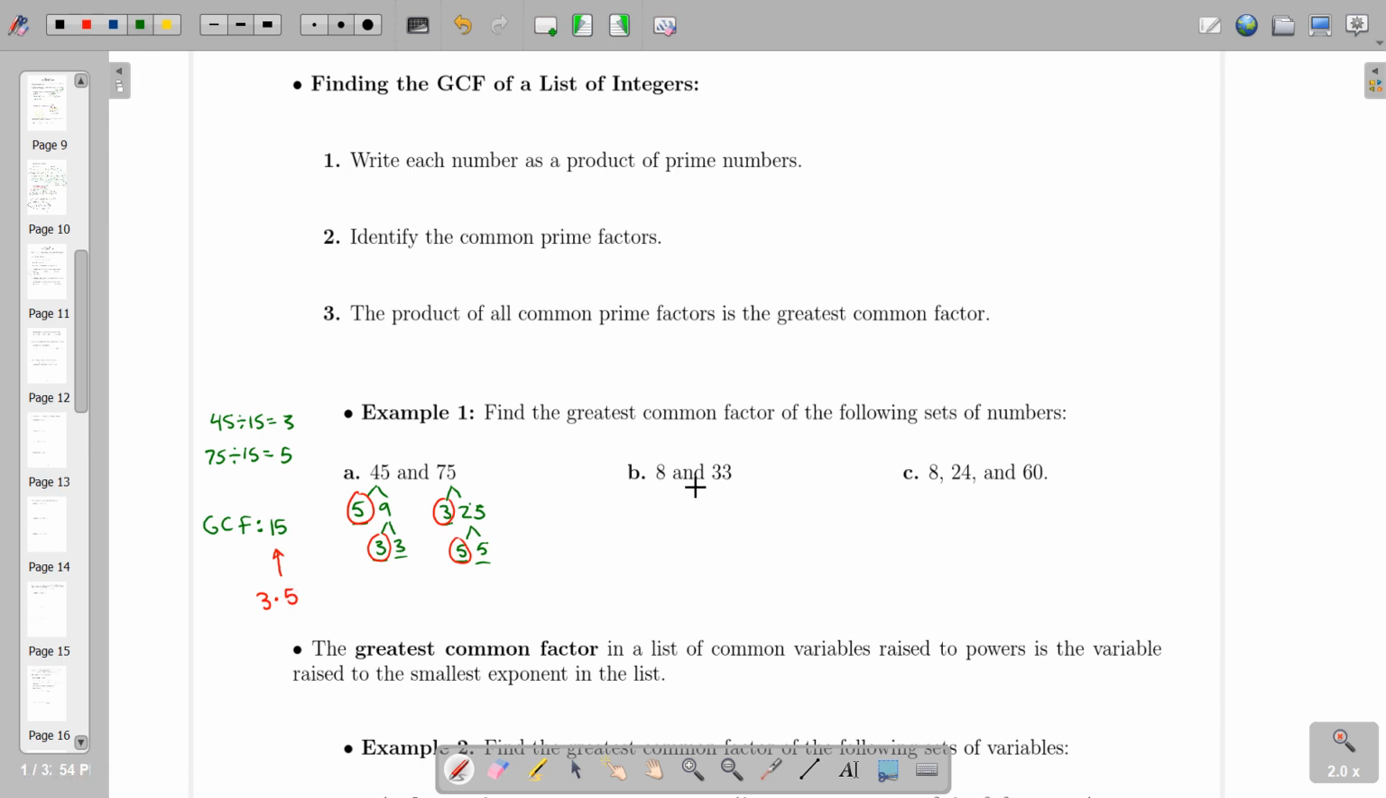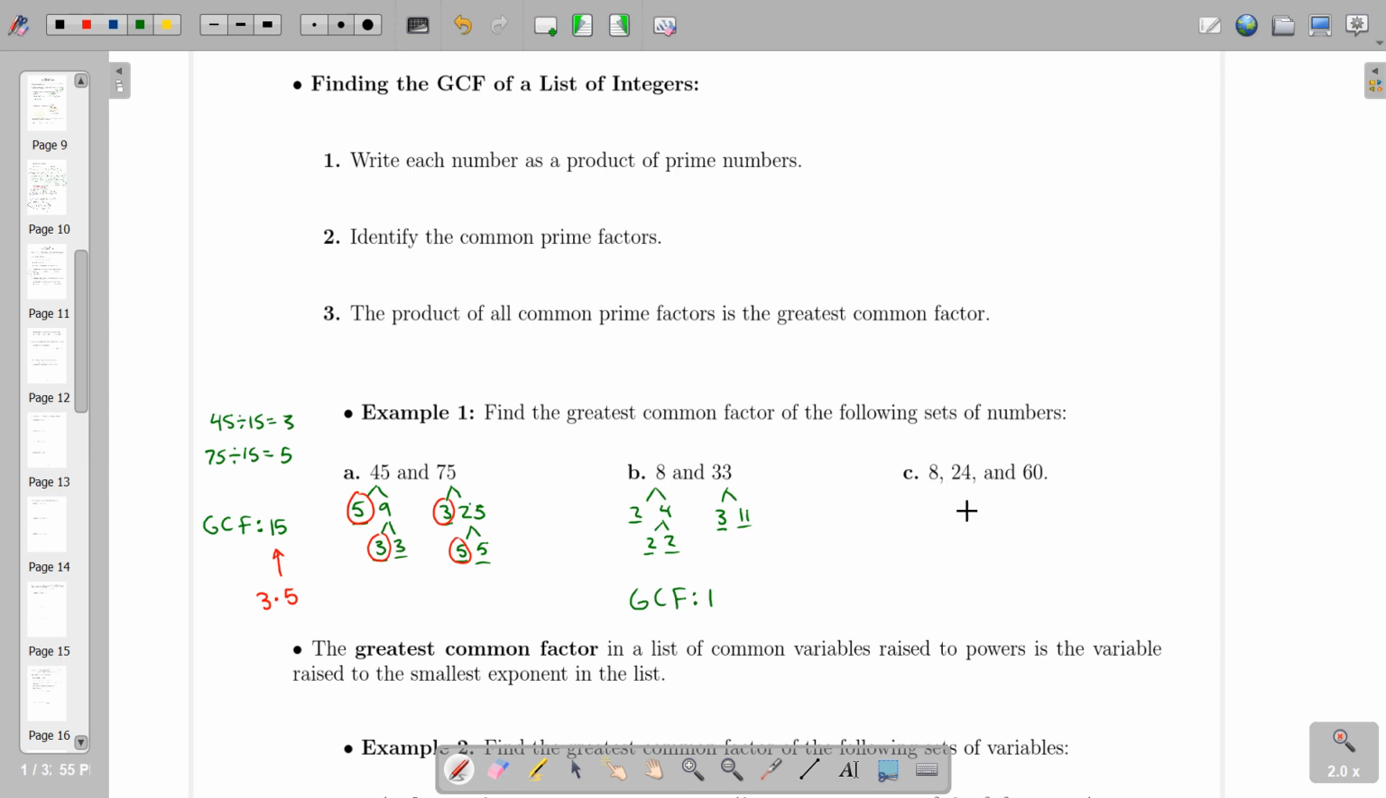So when we take something like 8 and 33, you might look at that and say, boy, I can't really think of anything that'll divide into 8 and divide into 33 evenly, other than 1. So you can confirm that by prime factoring. 8 prime factors into 2 times 2 times 2. 33, well, that's 3 times 11. See how they share no prime common factors? So we would say then, since 1 goes into everything, our greatest common factor is 1.